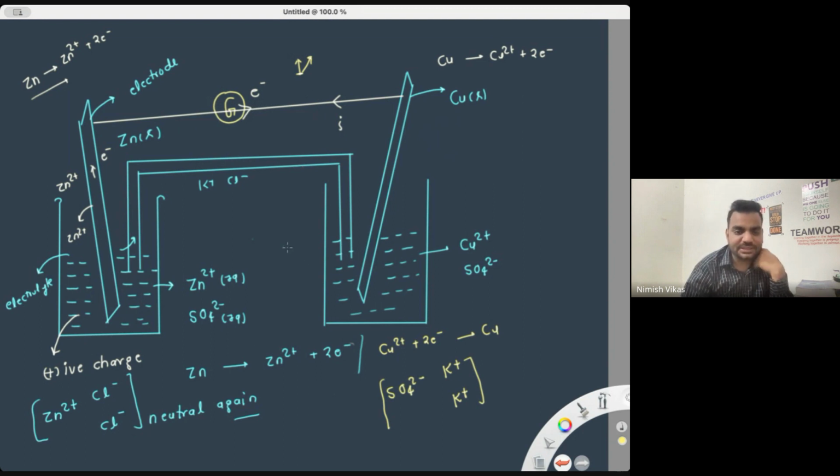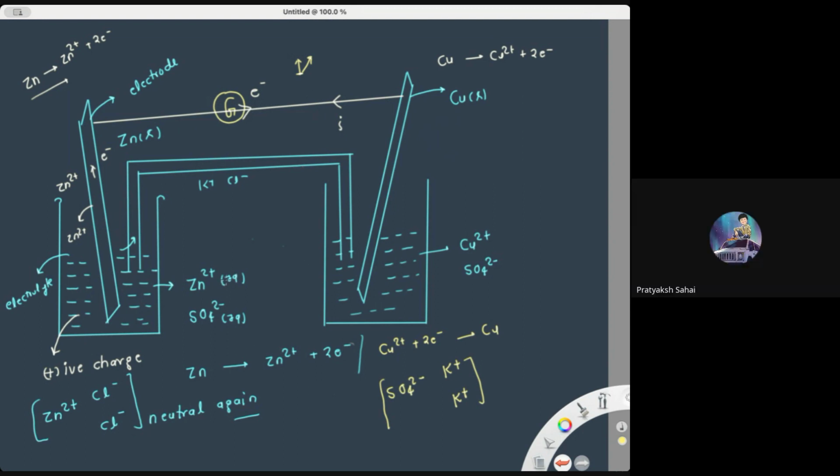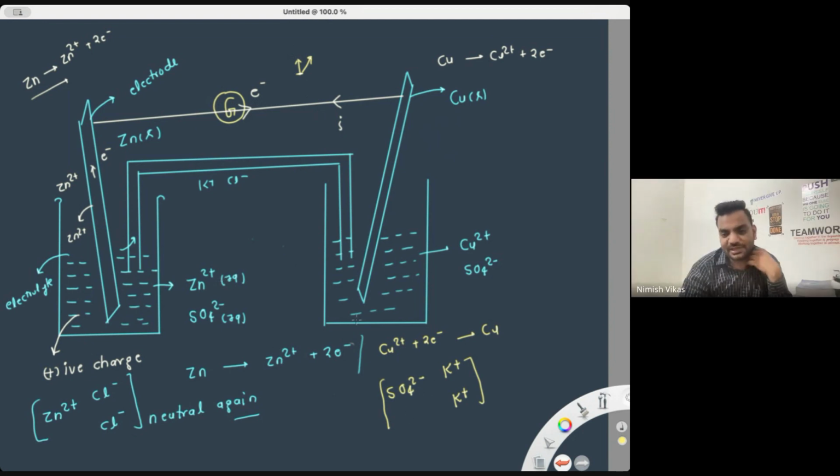Sir, so zinc is, yes please, any question? So what will happen to sulfate ion? Will it just stay there? Sulfate ion is doing nothing. Sulfate ion is just attracting the K plus ion from salt bridge.